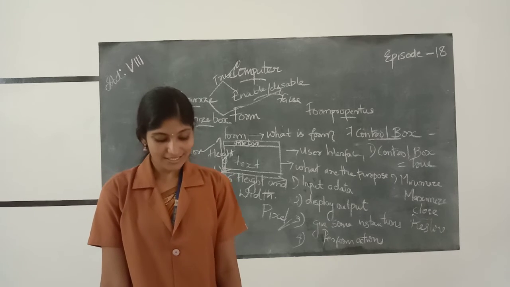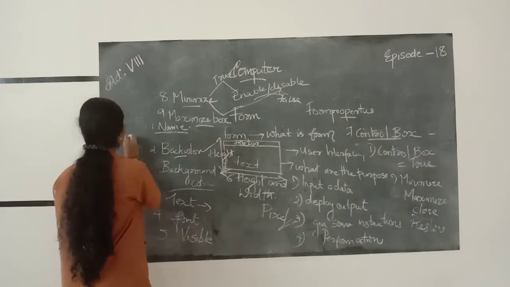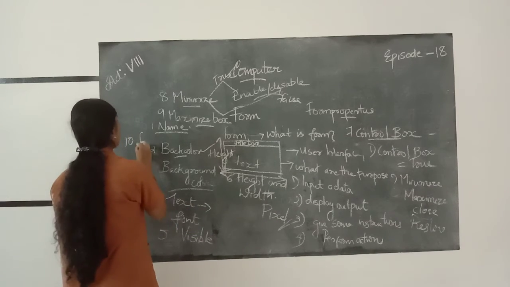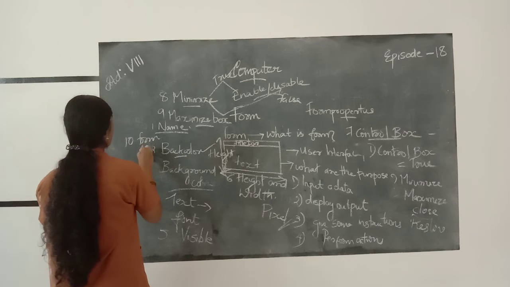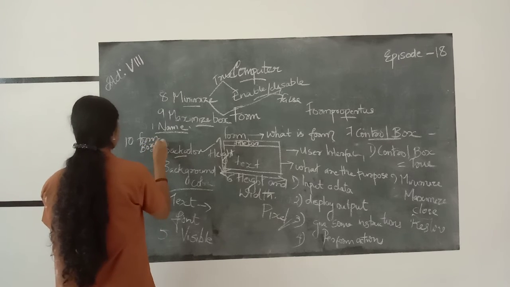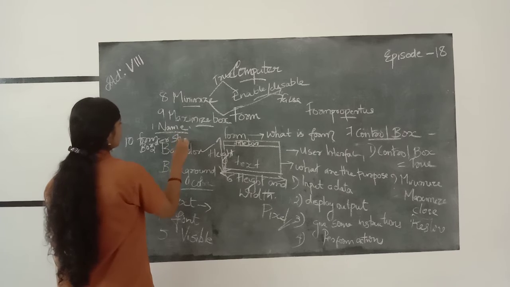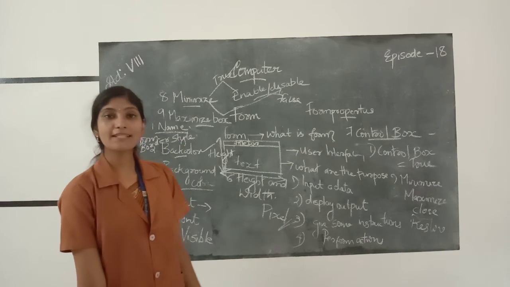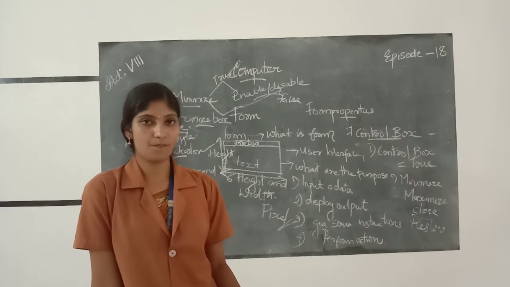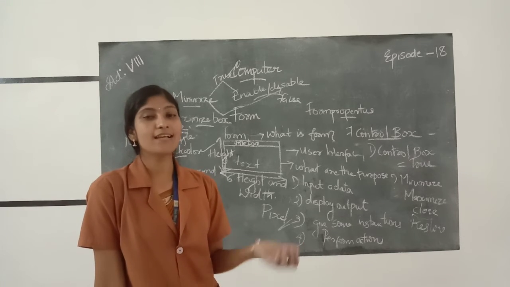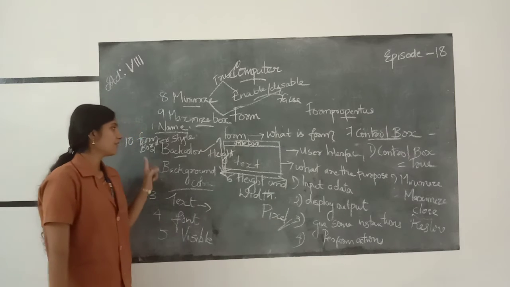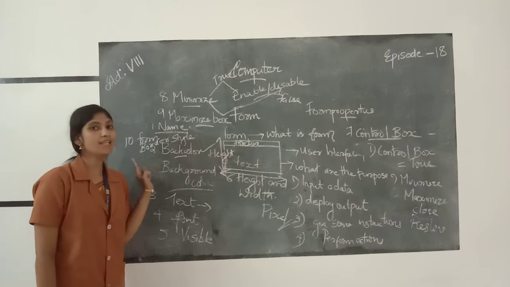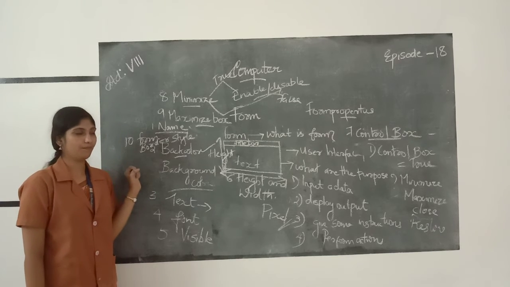Then next, number 10, form border style. Form border style means you can apply any type of style to this form. For changing the style, there is a property, form border style. So here you can change the style of the form.